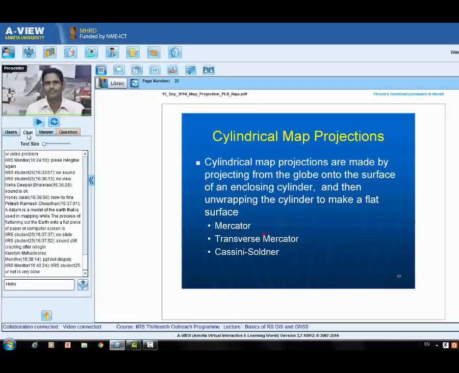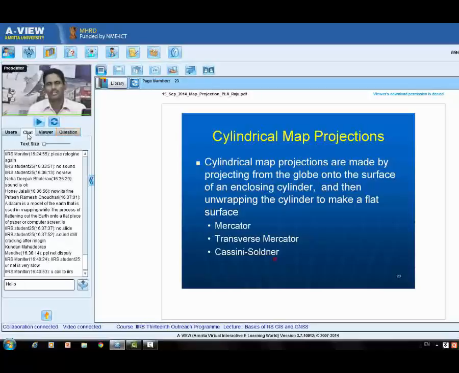If you put a cylinder normally in the north-south direction, touching the equator, that is a normal Mercator. Otherwise, if you put it horizontally, that is called a transverse Mercator. And the Cassini cylinder is basically more of a geometric type of projection, used for making large scale maps. They are mostly based on geometric measurements.